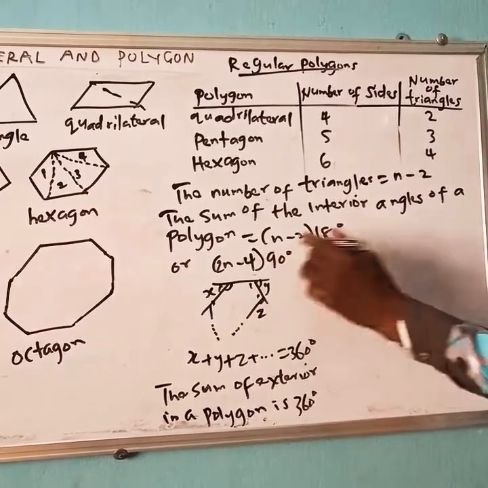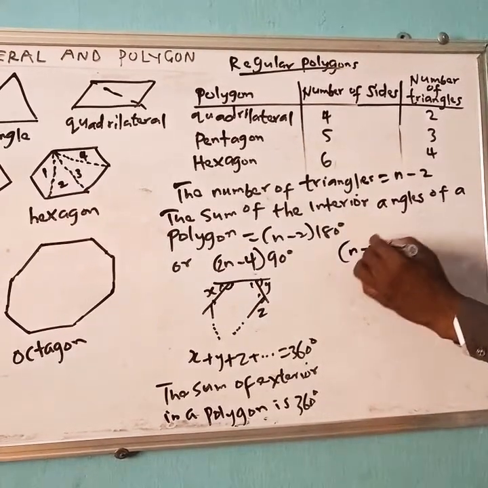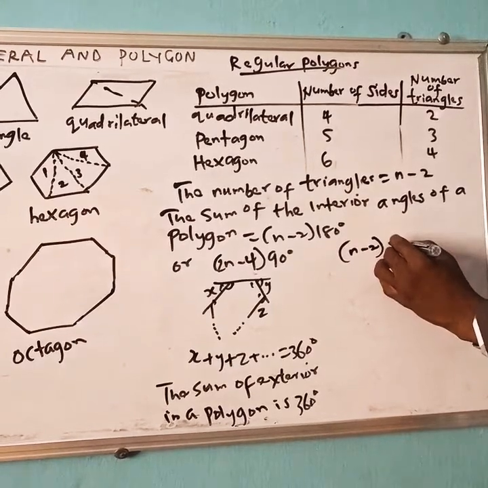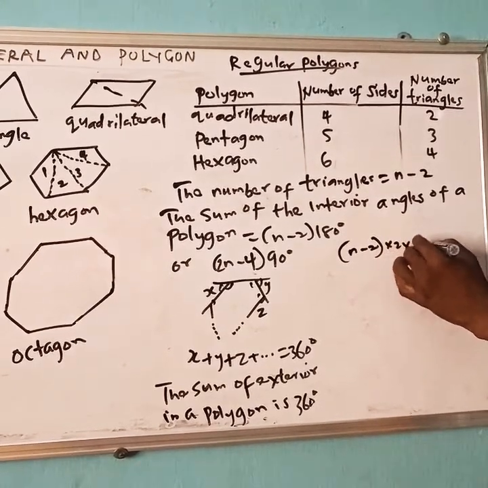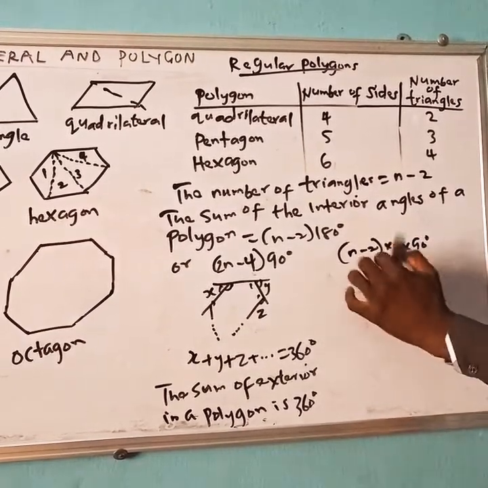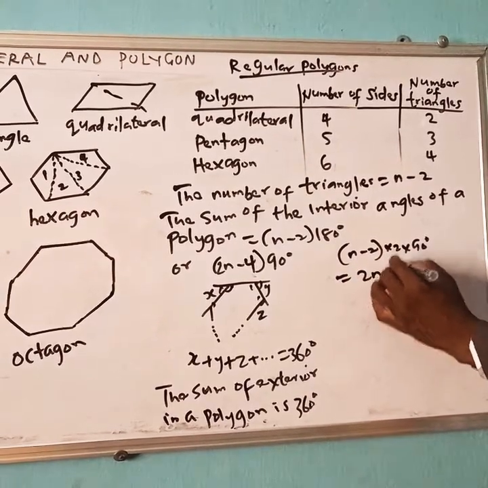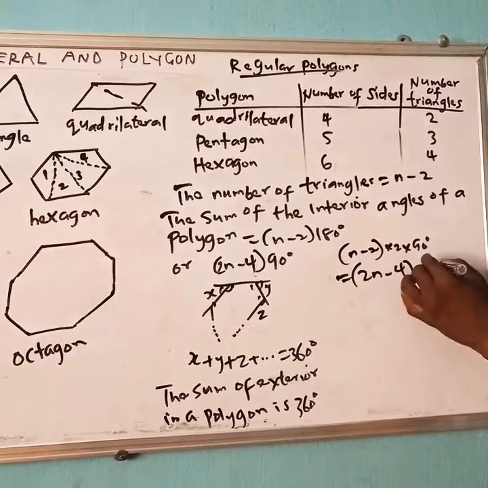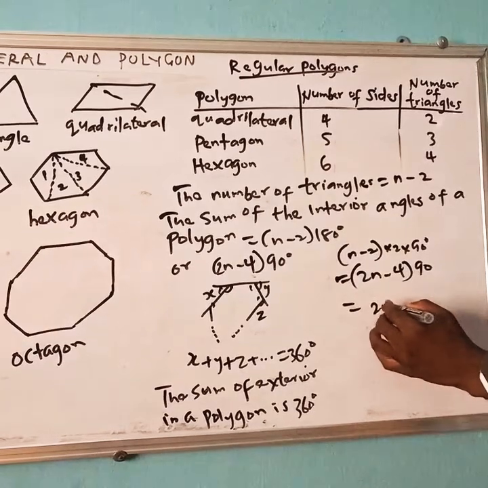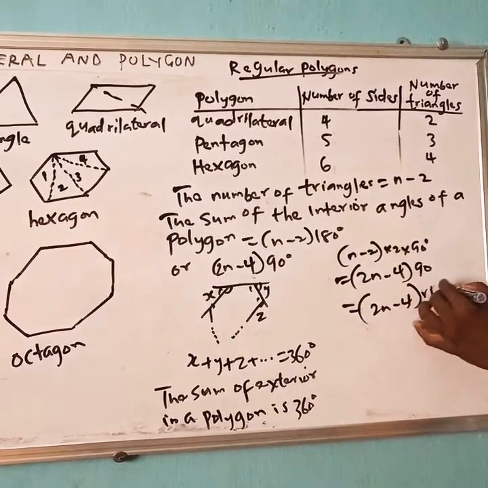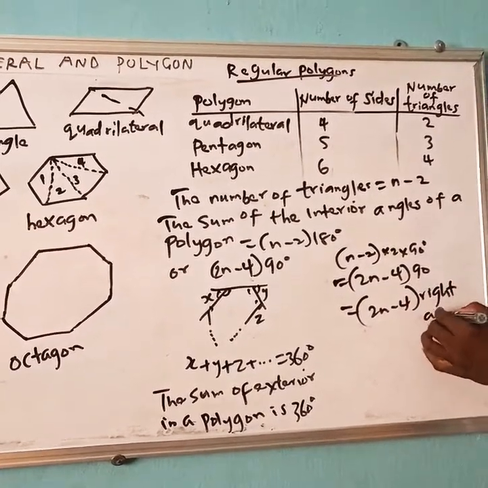How do you come about this? We can have (n minus 2) times 180 written as (n minus 2) times 2 times 90 degrees. These two can multiply this. We have (2n minus 2 times 2), 4 into 90. Sometimes it can be written as 2n minus 4 right angles.